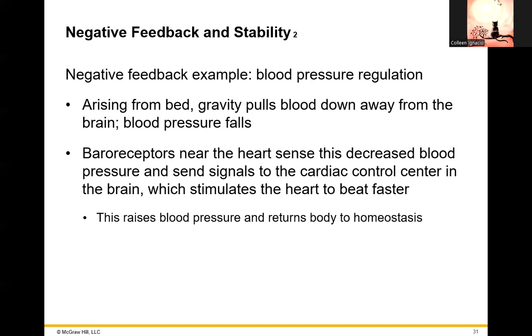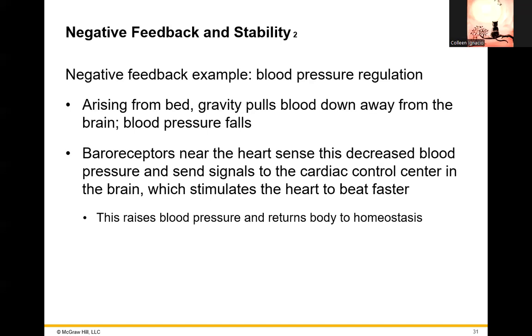So this negative feedback is important because it helps the patient maintain a normal blood pressure, and the normal range is 120/80. But what's important here for a nursing consideration is if you have a patient that struggles with blood pressure regulation and they may be on medication, one of the things we want to teach them is to arise from bed slowly. Do not just jump up and get out of bed, because that doesn't give their body a chance for that negative feedback mechanism to kick in.